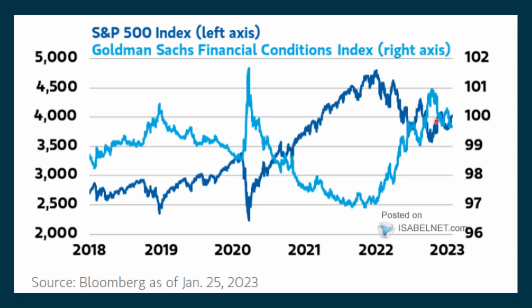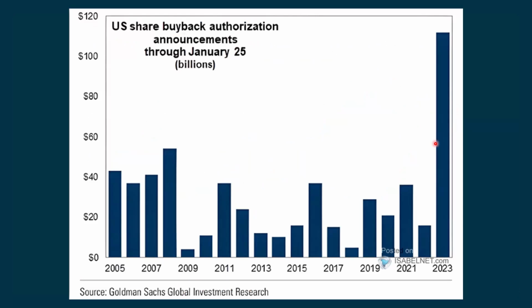The S&P 500 is the dark blue line here that's been bouncing up lately, and this is the Goldman Sachs Financial Conditions Index. These do have a tendency to go in opposite directions of each other, and they're kind of crossing close to each other at the current time. What we are seeing are a lot of buyback authorizations, companies buying back their own stock, and that's really increasing so far in 2023.